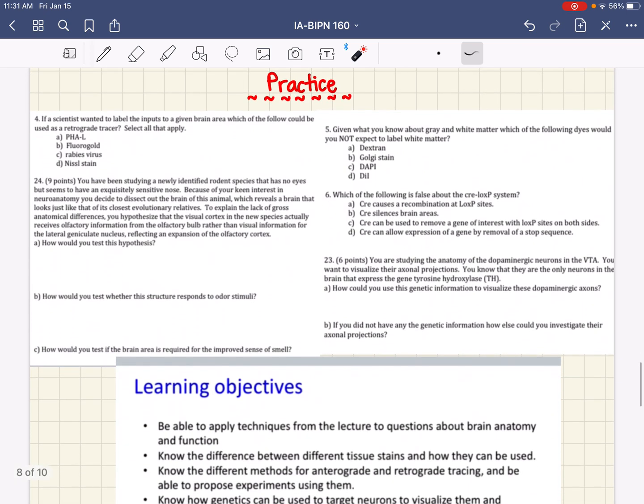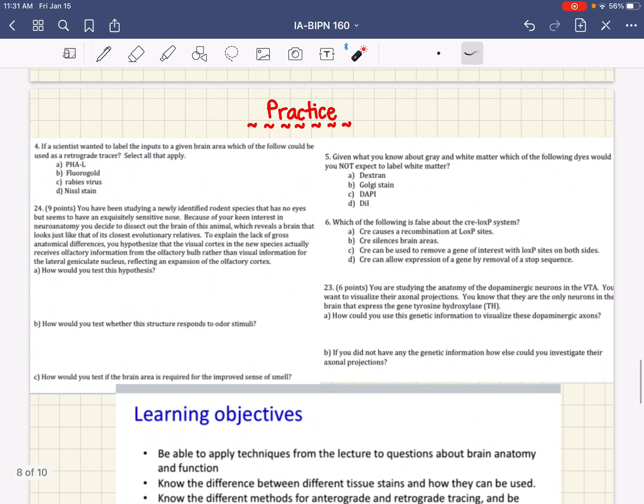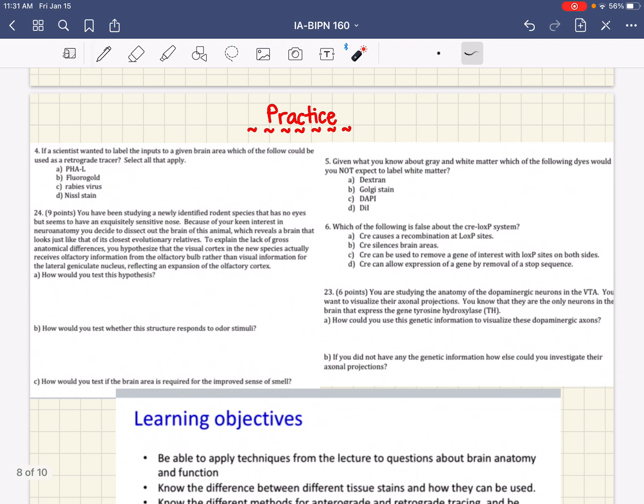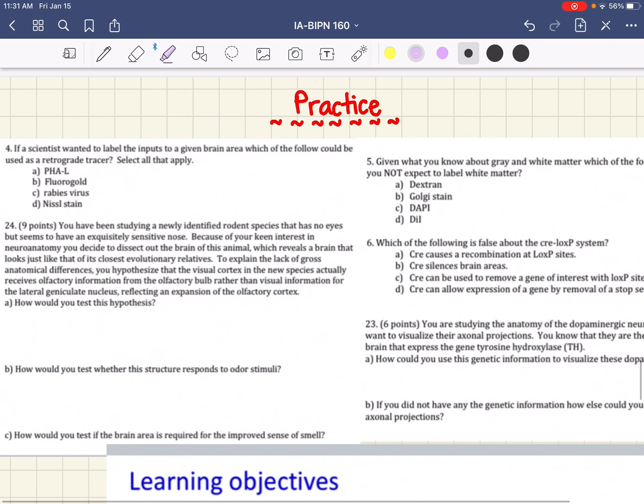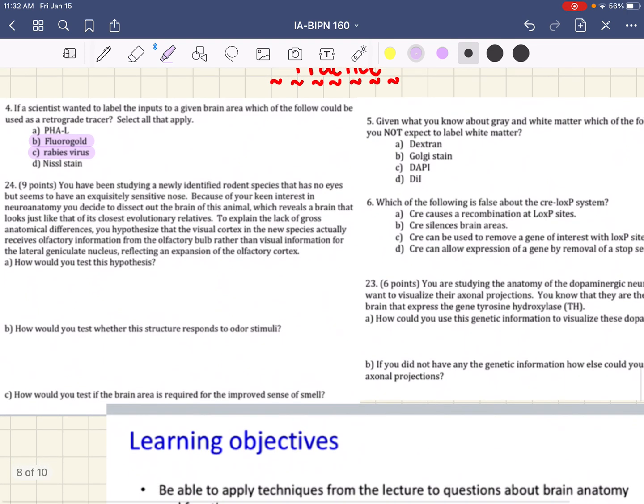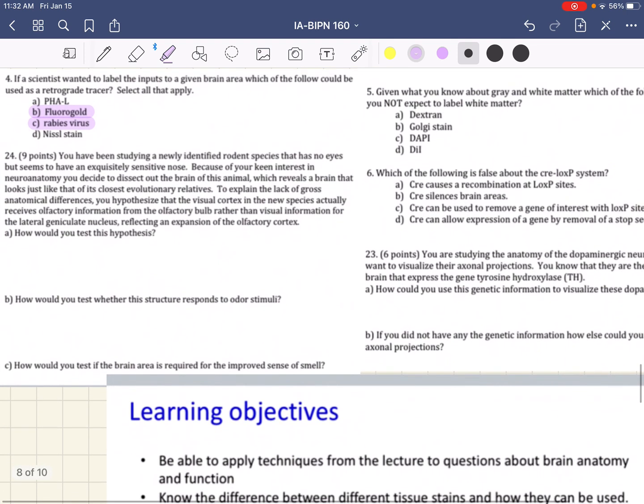Okay, let's go over these practice questions. I think I remember the answers. I'll do my best. So if a scientist wanted to label the inputs to a given brain area, which of the following could be used as a retrograde tracer? Select all that apply. So I believe fluorogold and rabies virus are retrograde tracers. Remember that PHAL is an anterograde tracer, and the Nissl stain is a stain, right? It's not even a tracer.